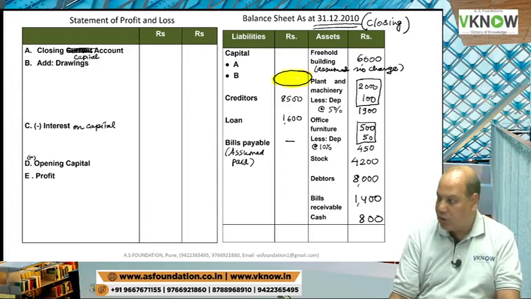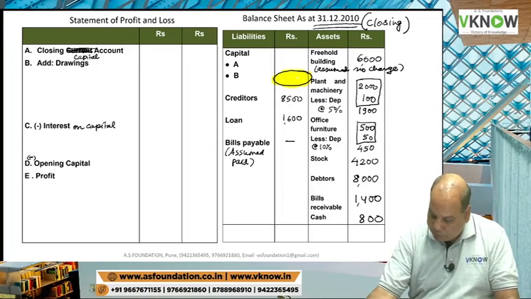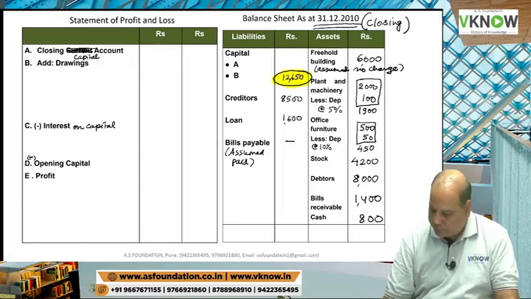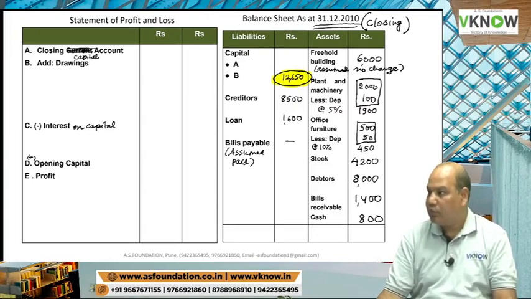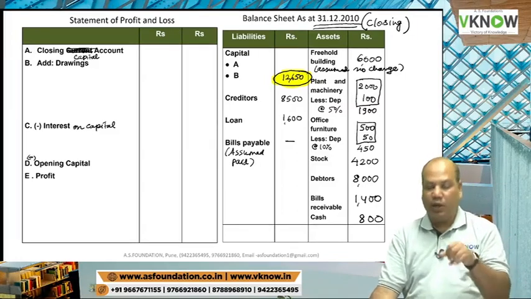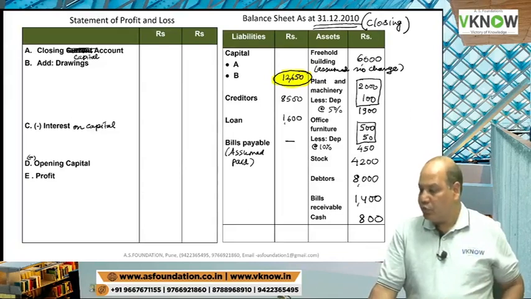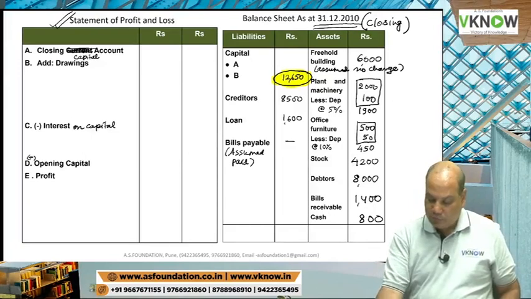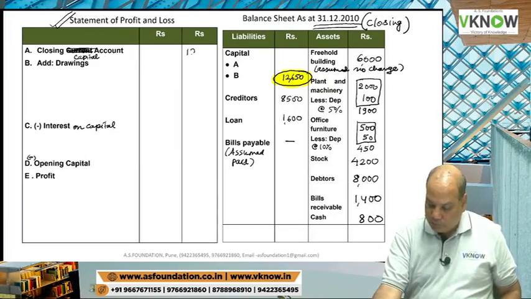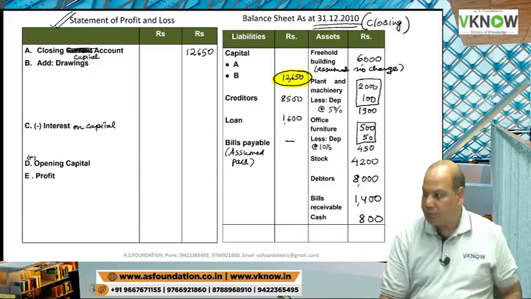So it is 12,650. Check. Individually we don't know, but total is 12,650. Individually, I will get to know once I prepare the capital account. Is it right now? So what we will do, we will come to our main page, statement of profit and loss, closing capital account 12,650. 12,650 is right. Everybody, very good.